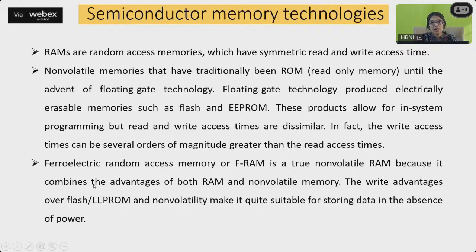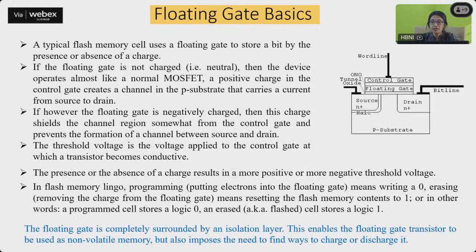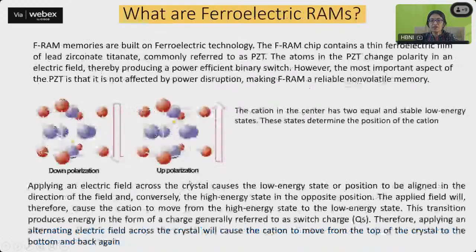So ferroelectric random access memory, or FRAM, is a true non-volatile RAM because it combines the advantages of both random access memory and non-volatile memory. The write advantages over flash or EEPROM and non-volatility make it quite suitable for storing data in the absence of power. So these ferroelectric materials are used for FRAM technology. The floating gate basics I will not cover, but I'll talk to you about what a ferroelectric RAM is. FRAM memories are built on ferroelectric technology.